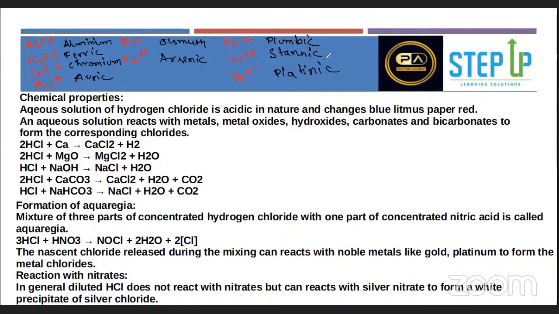So this is when I'm talking about the positive ions, the cations. Positive ions are also called cations or basic radicals. Now we'll see the negative radicals, the acidic radicals.